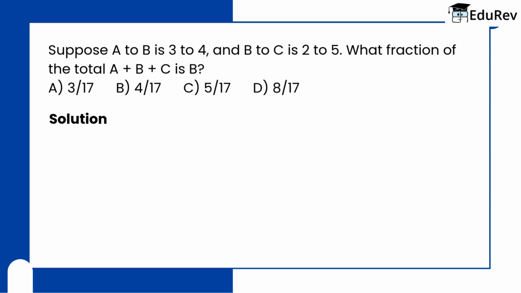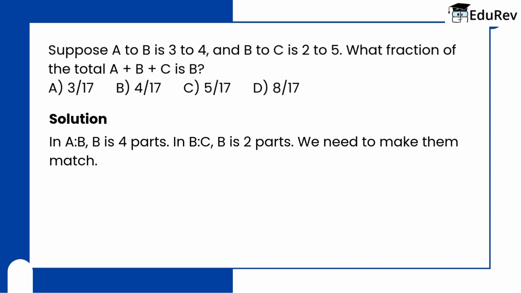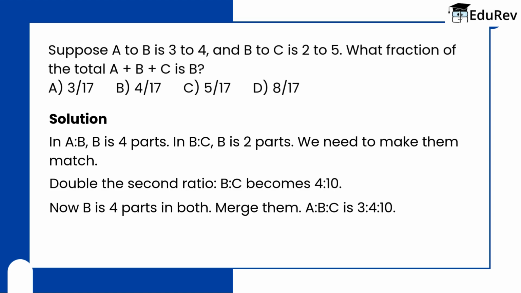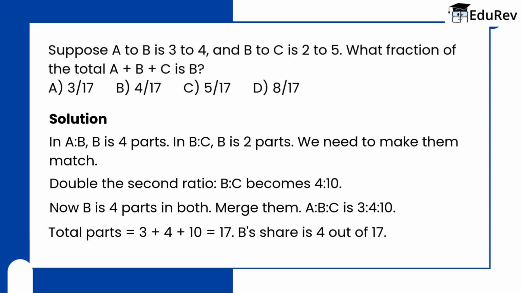The link is B. In A to B, B is 4 parts. In B to C, B is 2 parts. We need to make them match. Double the second ratio, then BC becomes 4 to 10. Now B is 4 parts in both. Now merge them. The ratio ABC is 3 to 4 to 10. Total parts equals 3 plus 4 plus 10 equals 17. B's share is 4 out of 17. Answer is option B, 4/17.